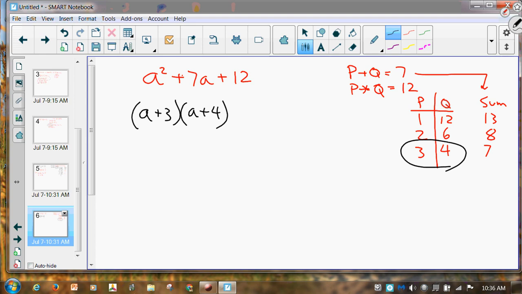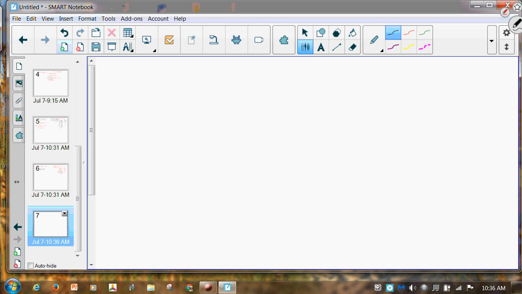Now what happens if, let's suppose that we had, and I'll just duplicate this thing, we'll just do it again, a squared. What if I had a squared minus 7a plus 12? Okay? So what happens here? Okay, well, we still want, first of all, we want P plus Q equals now minus 7, and P times Q equals a positive 12, okay?